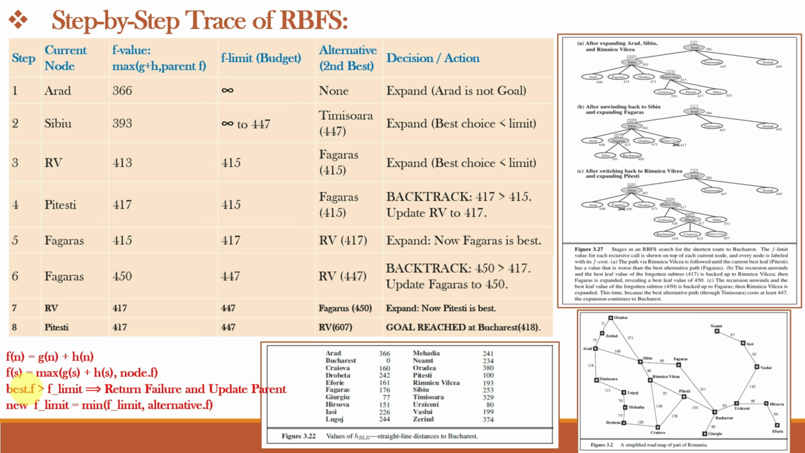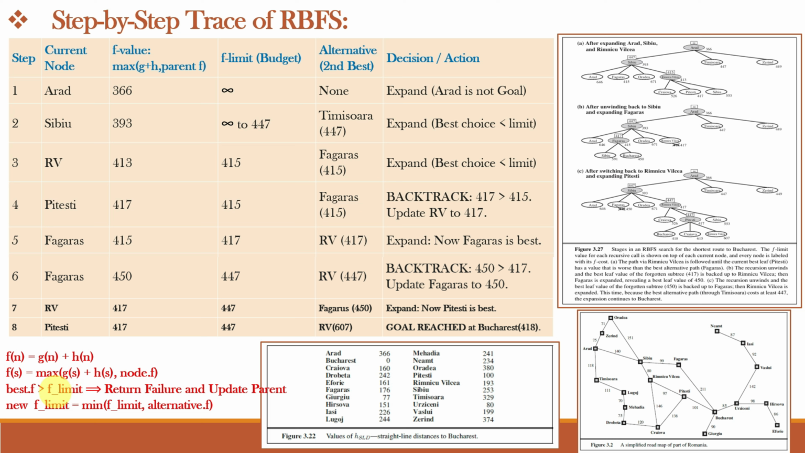Now coming to the next formula, best F, that means the best successor. The best successor of these three, Sibiu, Timisoara and Zerind, is Sibiu and its value is 393. Now, is 393 greater than the F limit, which is infinite currently? Remember, the F limit we have written here in the square box. So if 393 is greater than infinite, then we have to return failure.